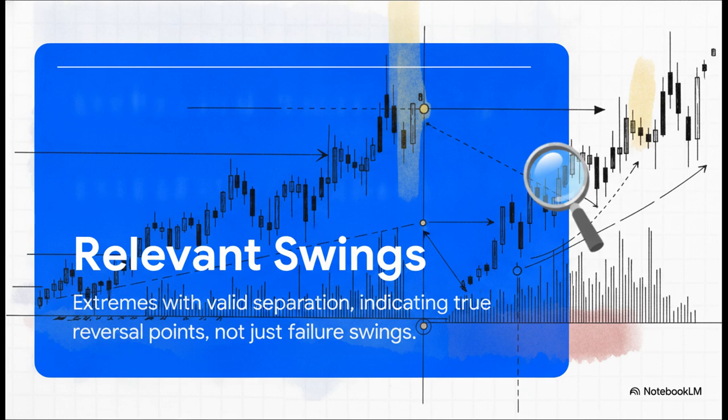To find that, we are looking for relevant swings on those higher time frames. Now, what exactly is a relevant swing? It's a true extreme in the current price range that has valid, clear separation from other highs or lows. We definitely don't want to trade away from tightly stacked highs, what the source material calls failure swings. No, we want structural extremes that actually hold real weight, because markets just do not reverse without a valid swing point.